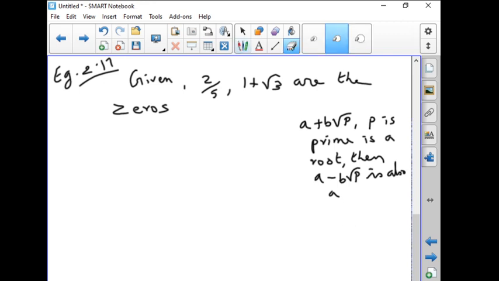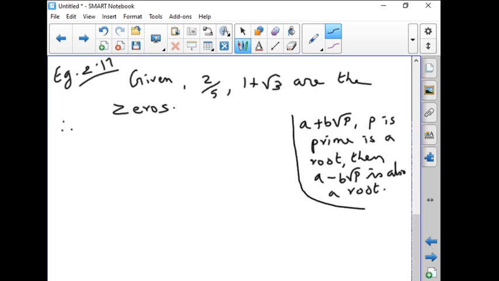Okay, it is also a root. A minus root p is also a root. So here, 1 plus root 3, 3 is prime, so 1 plus root 3 is a root. Therefore, this is for your understanding, you need not put it down in your paper when it is asked for a test. So, 1 minus root 3 is also a root, or 0, both we can use, is a root of f of x.